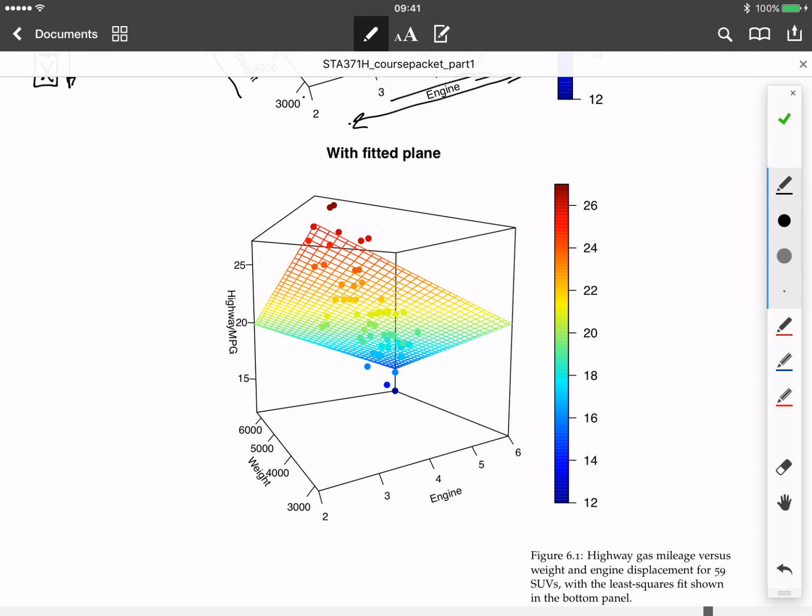This color scale on the right-hand side also allows you to pick out how high the dots are up on this vertical axis. The very dark red represents the dots that are high, and the very dark blue represents the dots that have low gas mileage. So this is our first example of a multiple regression model.